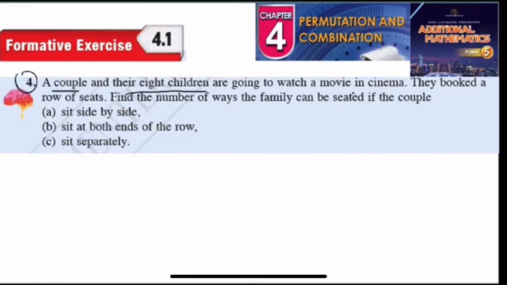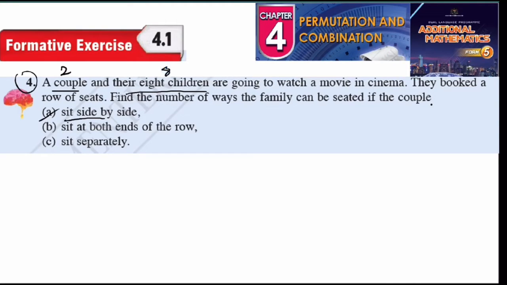Proceed to the next question, number 4. A couple and their 8 children are going to watch a movie in cinema. They book a row of seats. Find the number of ways the family can be seated if the couple sit side by side.